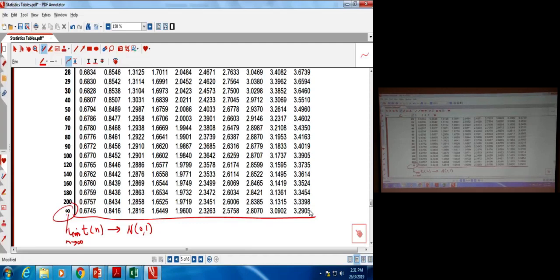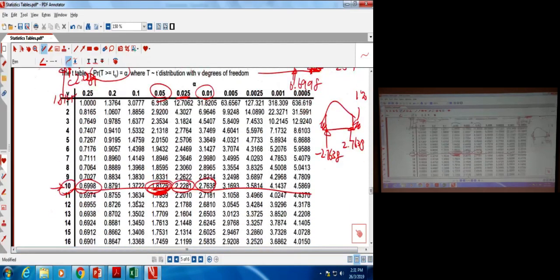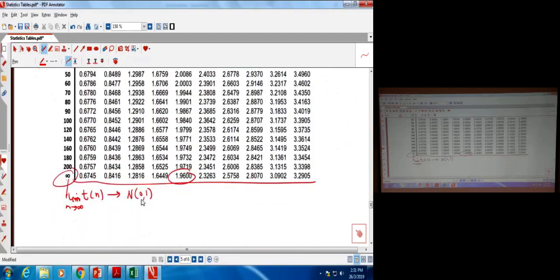So you can go back and check. For example, this number, 1.96 under 0.025. In other words, the chance of greater than 1.96 is 2.5%. That is for the standard normal, or a T distribution with degrees of freedom going to infinity. All right?